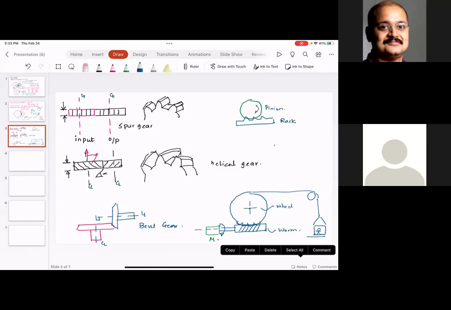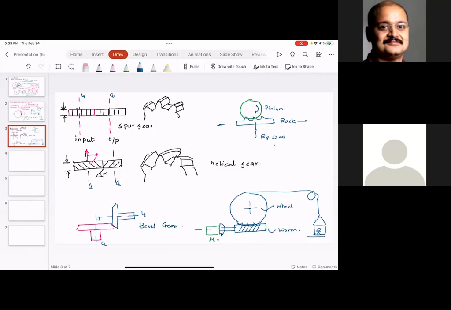So rack and pinion, which simply means that the radius of the gear is infinity. And then you have the power transmission going forward and backward. So your car steering wheel usually has a steering rack and pinion.